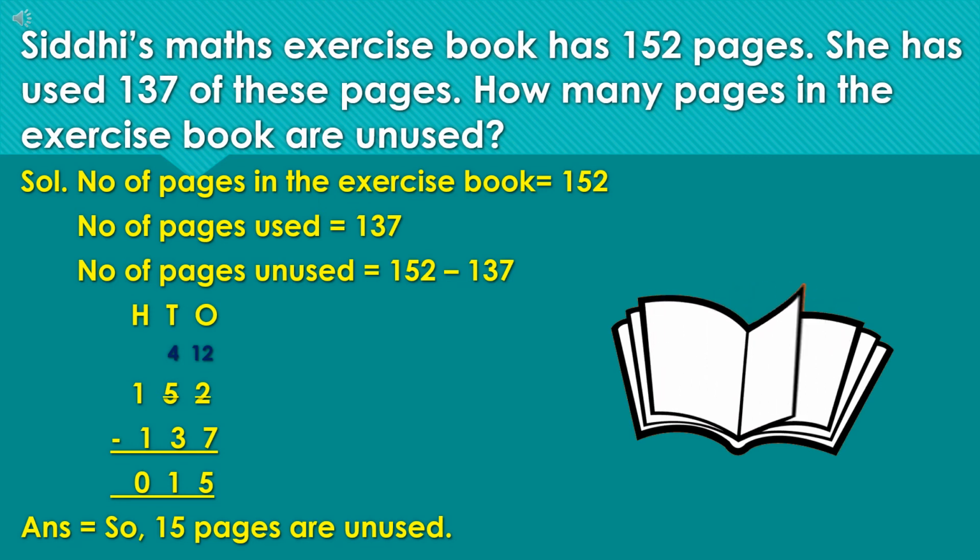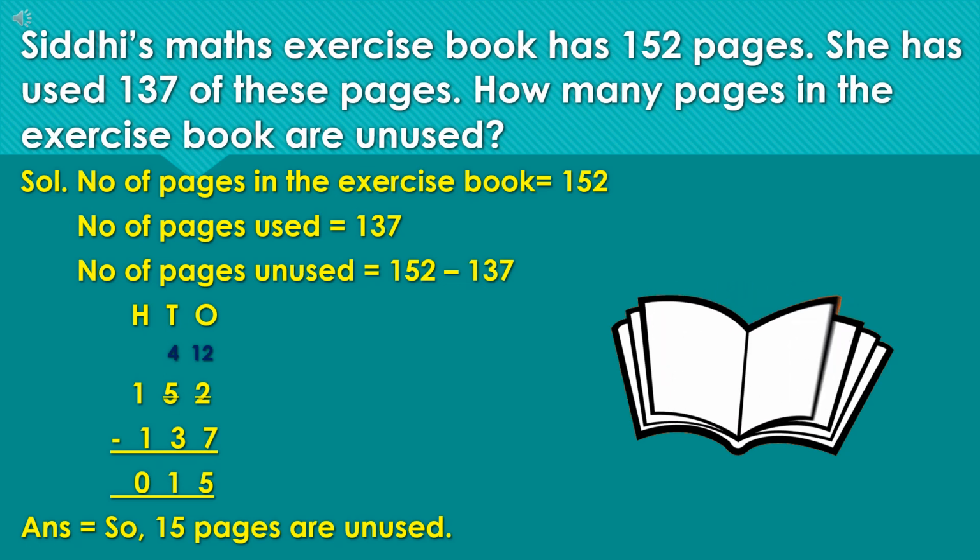Now we have understood this word problem and we have understood that here unused pages means the number of pages which are left, which are still left unused. So we will write this information in very simple language. Means we will write our statements. First statement will be number of pages in the exercise book, that is equal to 152. Number of pages used, that is equal to 137. Number of pages unused, जो पेजेस अभी यूज नहीं हुए हैं.